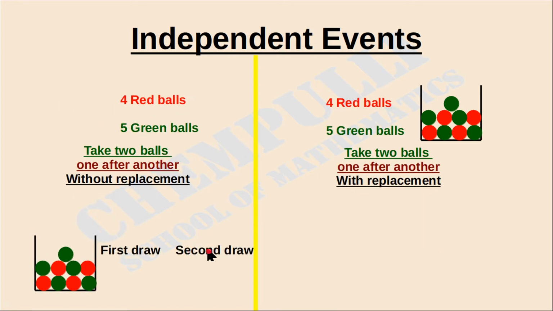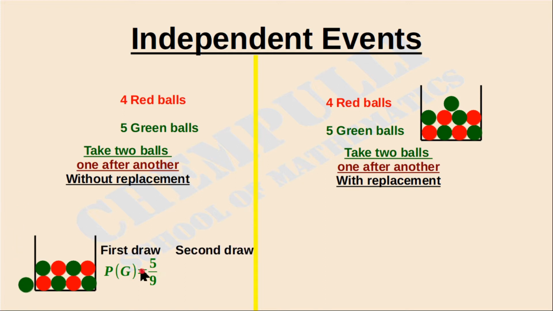We know in this case total how many draws are there? 2 draws are there, the first draw and the second draw. Then we are checking first what is the probability of getting a green ball in the first draw. Total how many green balls are here? 5 green balls. Total number of balls 9. That means the probability of getting a green ball is equal to 5 over 9.